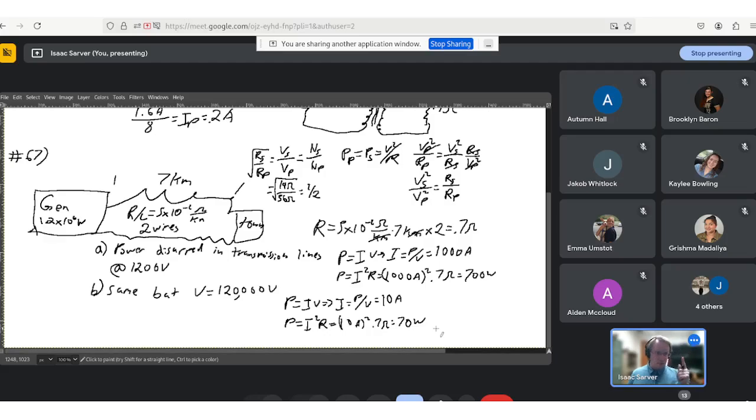And that was what I was trying to talk about at the end of class yesterday, about why we were pushing the voltage on our transmission lines up so that we would dissipate less power in the transmission lines.